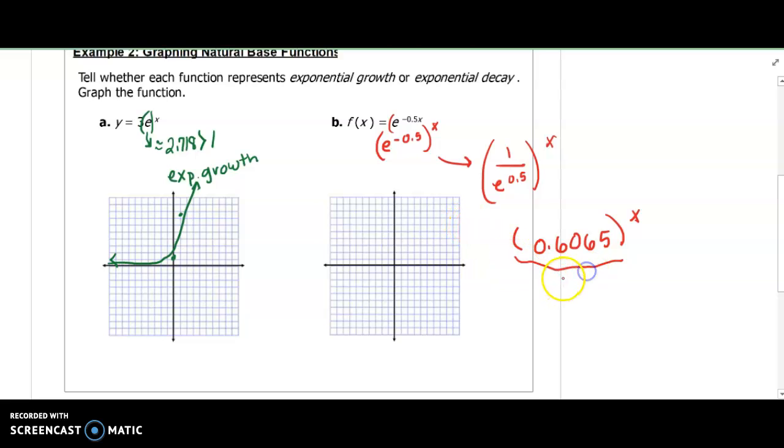All right, this number here is clearly less than 1, so this would be where we'd have exponential decay. Okay, and if we graph that, it'd be like here, here, here. So it looks something like this, and then go almost straight up.